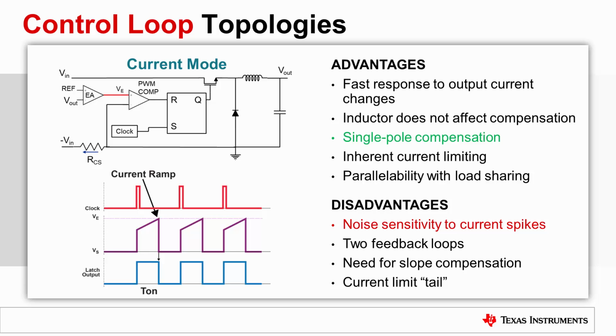Current mode contains an error amplifier that compares the output to a reference, just like its voltage mode counterpart. However, current mode also measures the inductor current while the control switch is on. In this architecture, the PWM pulse halts when the sense current intersects the error amplifier voltage. This is different from voltage mode, where the PWM pulse ceases when the error amplifier voltage intersects a ramp waveform.